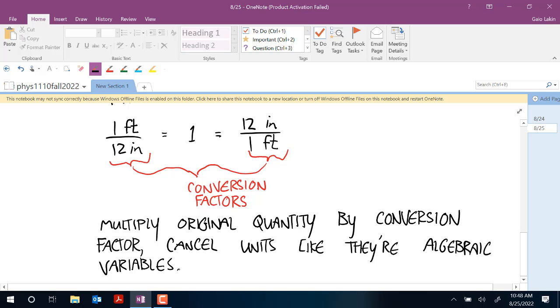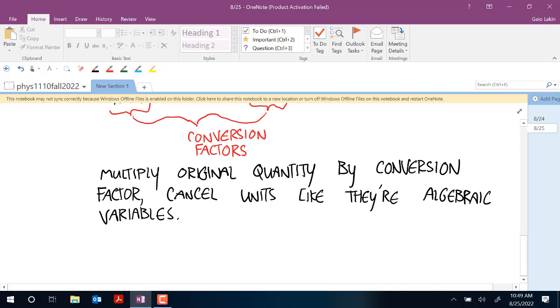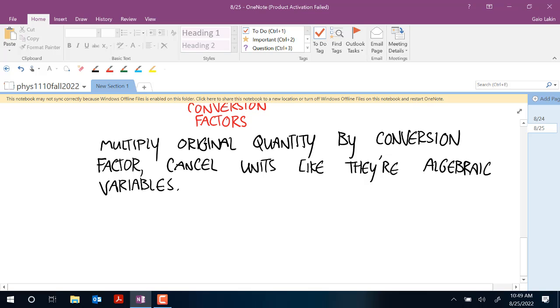Okay, well, there's 2 conversion factors. One of these is going to work and one isn't going to work. So I'm going to do the one that is going to work first. So we're going to start with our original quantity, 3.5 feet. We want to convert that to inches. I'm going to multiply that by the conversion factor, 12 inches over 1 foot.